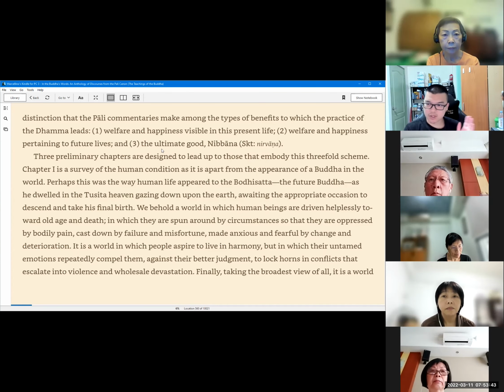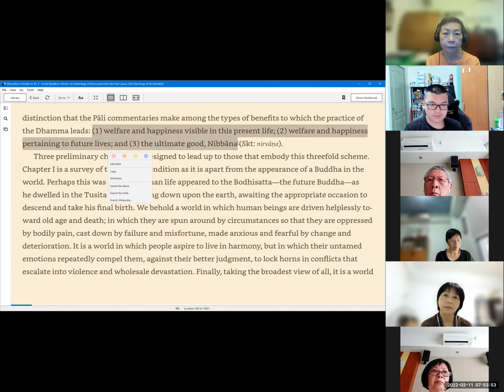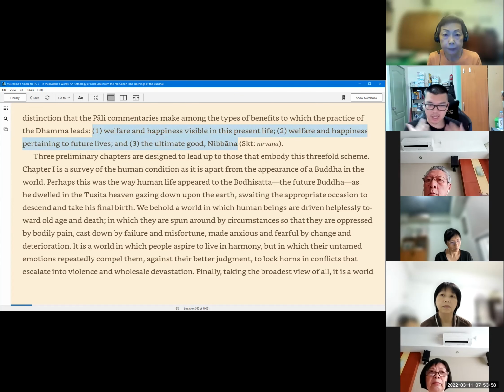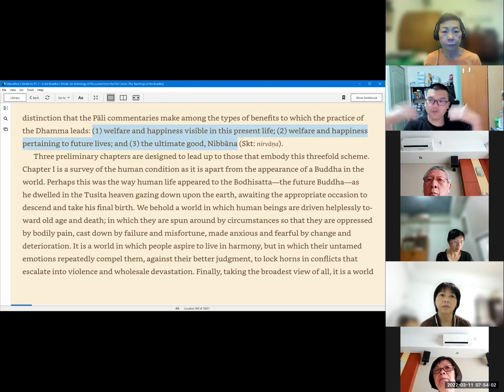Okay, so Bhikkhu Bodhi organized this book based on this threefold distinction, which was also used by the Pali commentaries. What are these three? First, welfare and happiness visible in the present life. Second, welfare and happiness pertaining to future lives. And the last one, the ultimate good, Nibbana.